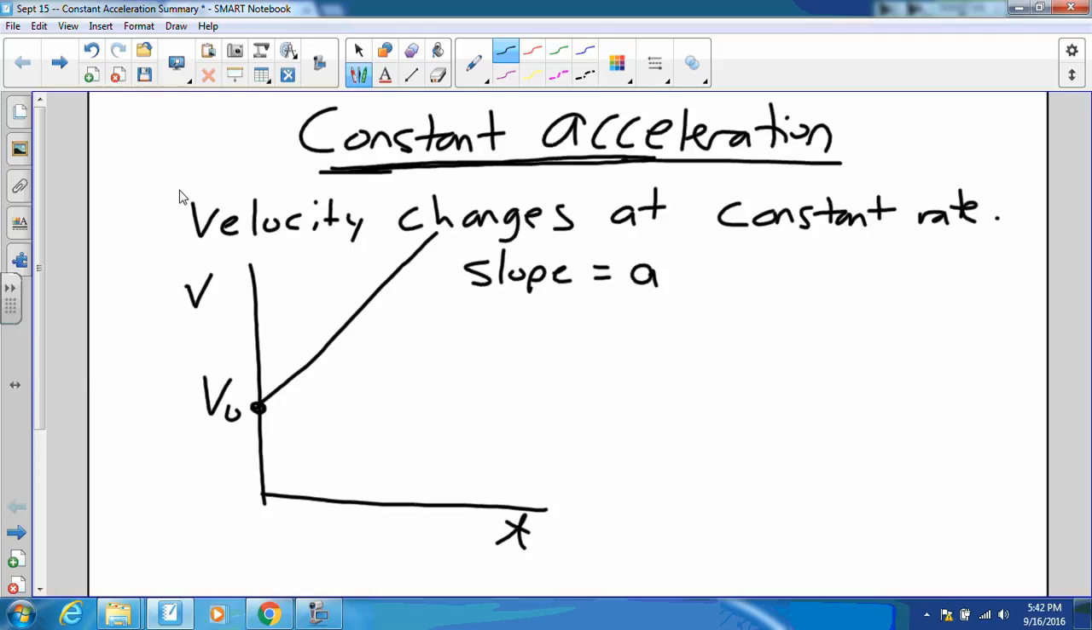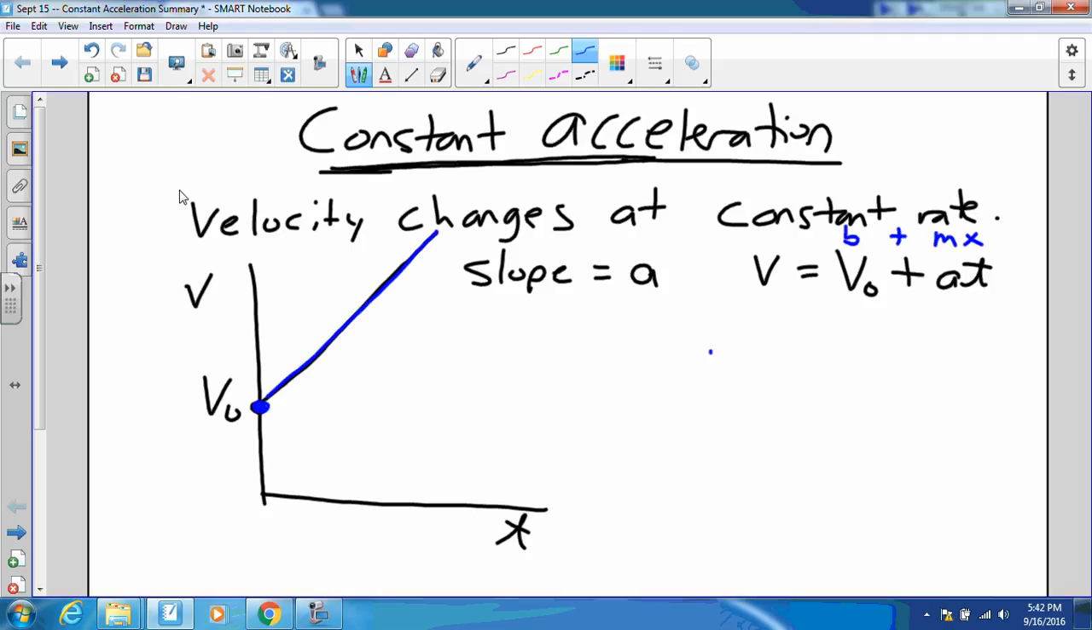And because this is a straight line graph, we can immediately write its equation. The velocity as a function of time t is the initial velocity plus acceleration times time. This is a variation of y equals mx plus b with an initial velocity v0 and a slope of a.